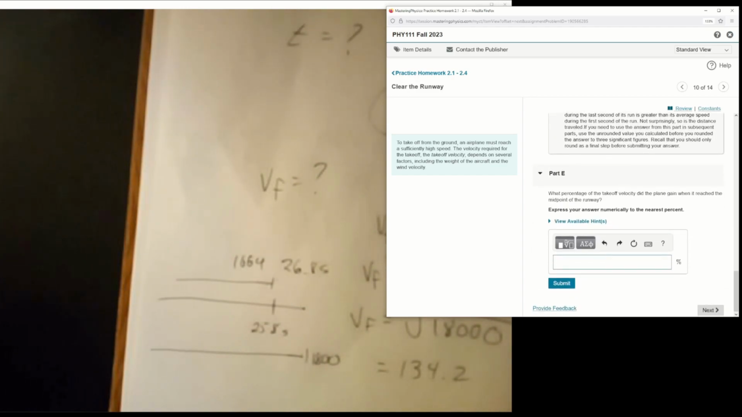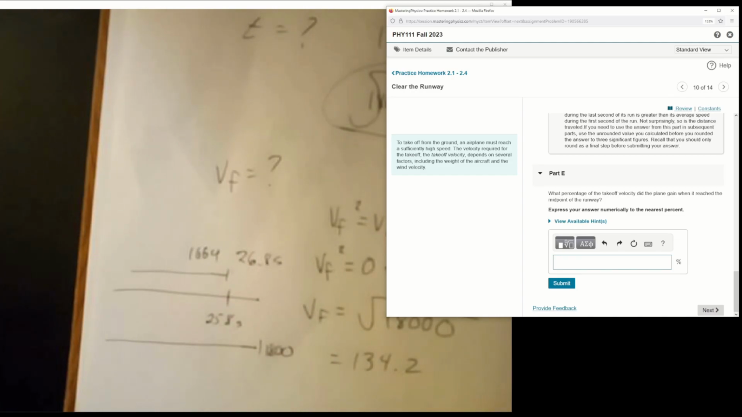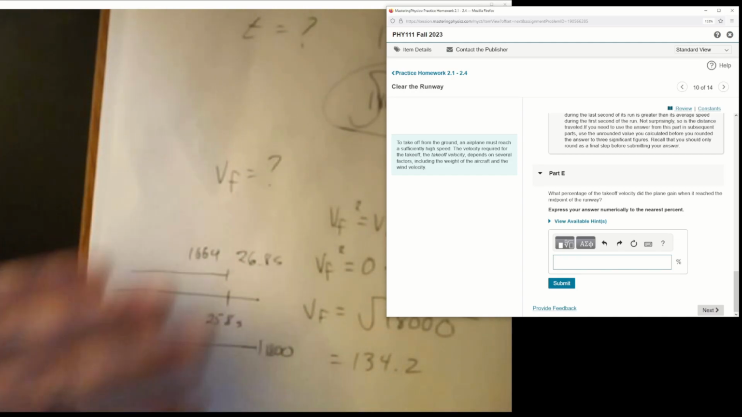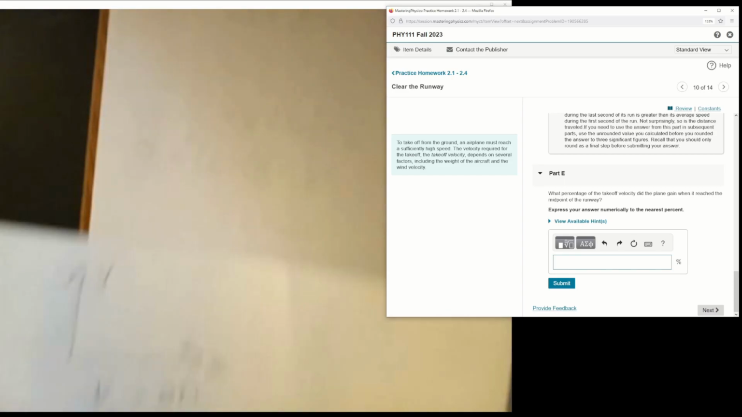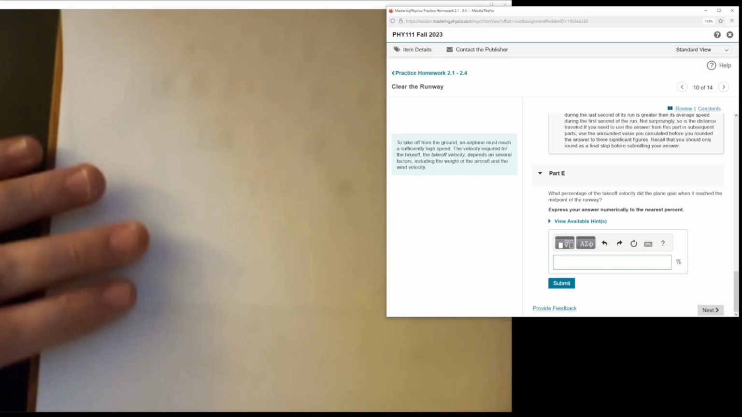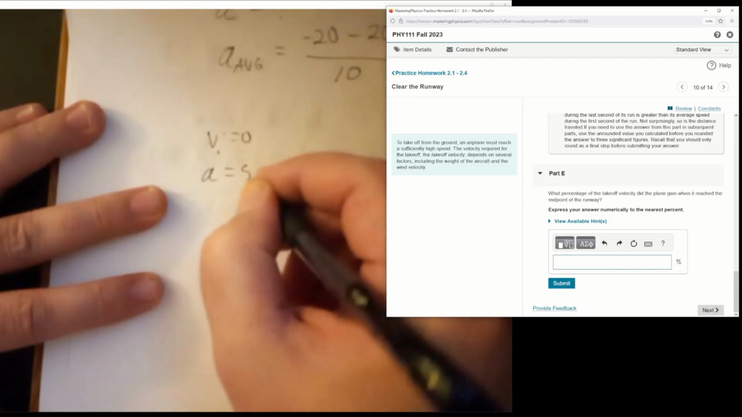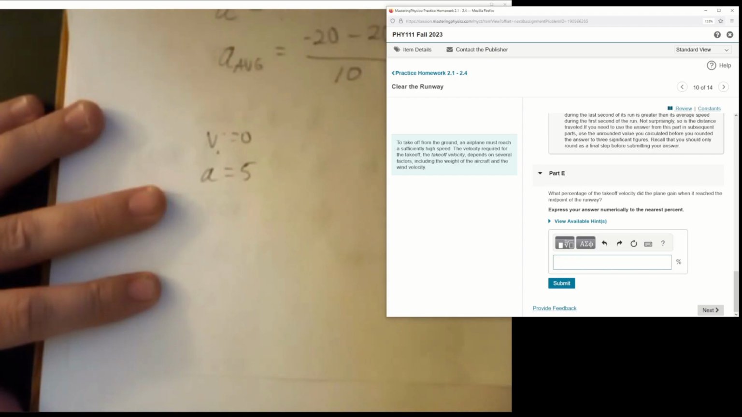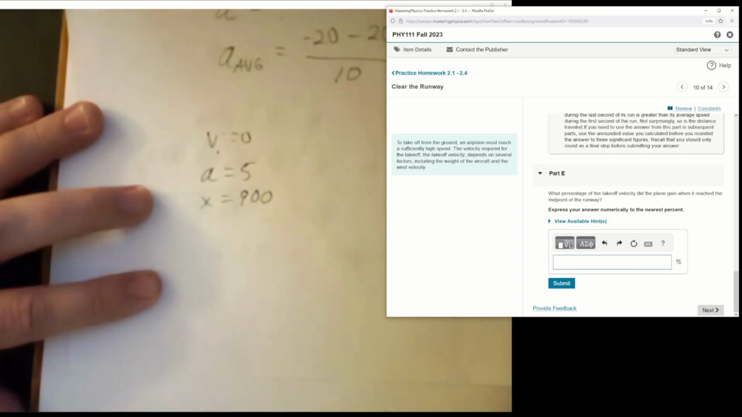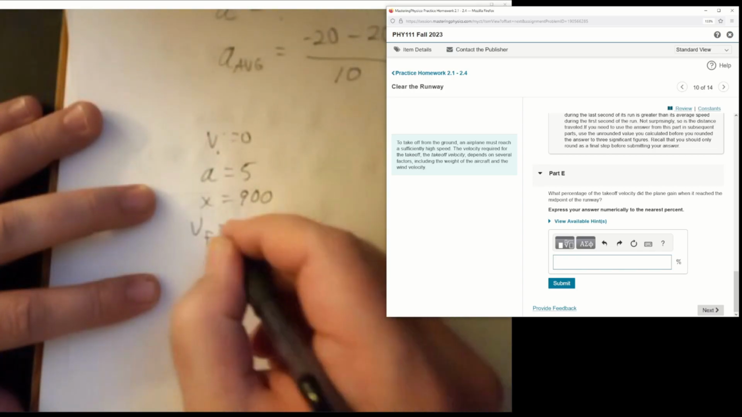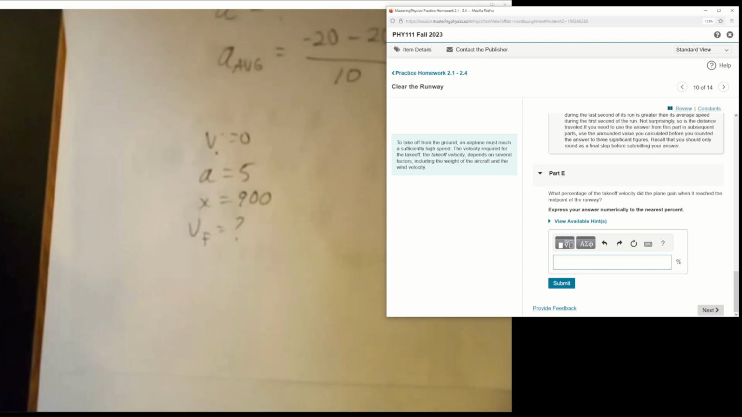And the last part. What percentage of the takeoff velocity did the plane gain when it reached the midpoint of the runway? So the midpoint, so just looking at our information, we still got initial velocity, we've got our acceleration. The midpoint, though, is half of 1,800. So now we're looking at 900 for our distance. We do need to get the final velocity here, since it's asking for the final velocities, and to compare them from halfway to the takeoff.